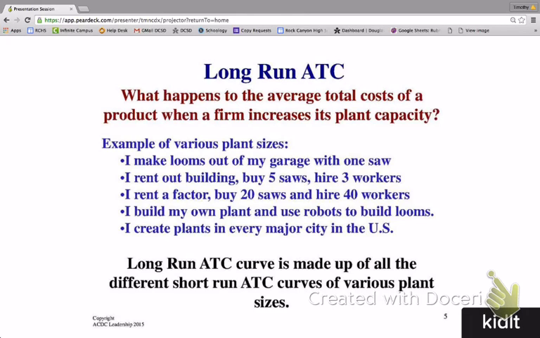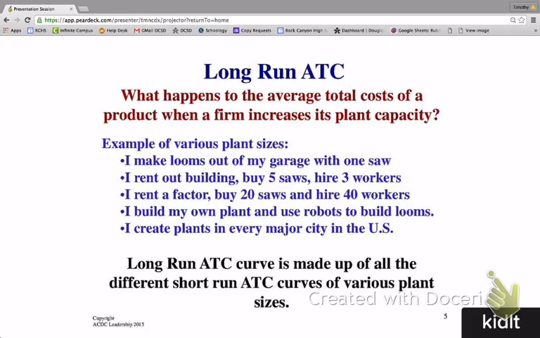So what happens to the average total costs of a product when a firm increases its plant capacity in the long run? Well, here are some examples of various plant sizes. I make looms out of my garage with one saw. I rent a building, buy 5 saws and hire 3 workers. I rent a factory, buy 20 saws and hire 40 workers. I build my own plant and use robots to build looms. I create plants in every major city in the United States. All of these are examples of different sizes of plant capacity that could be changed in the long run.